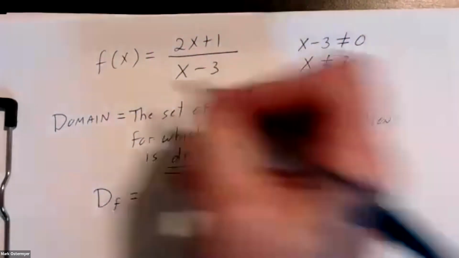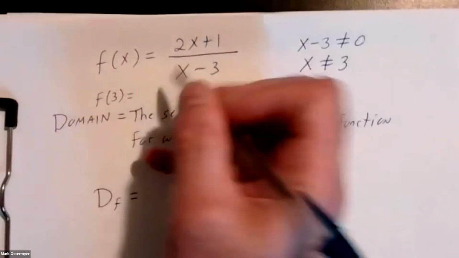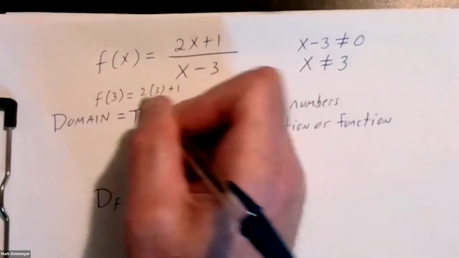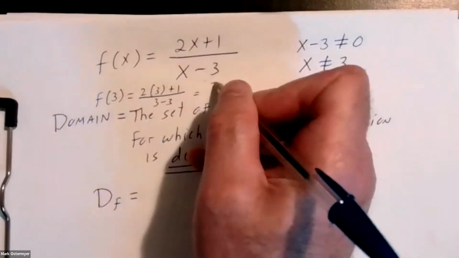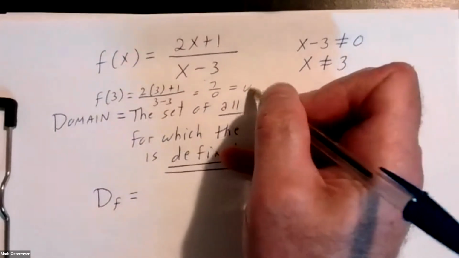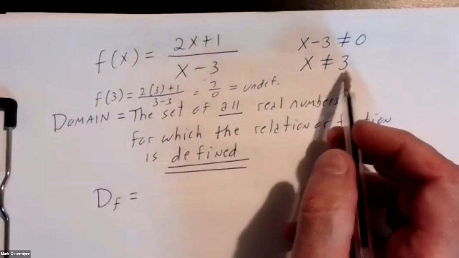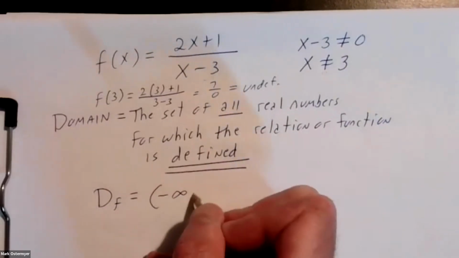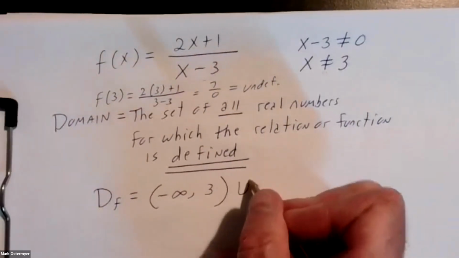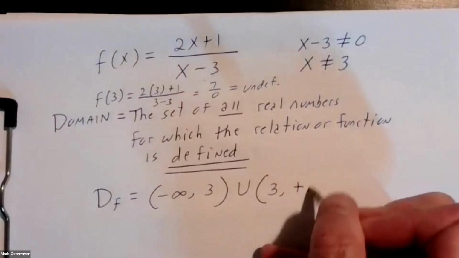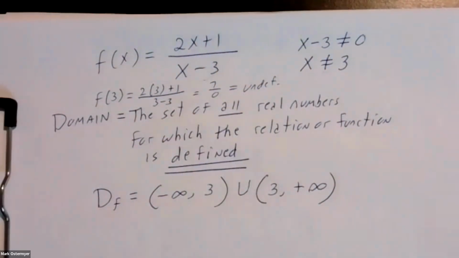3 cannot be in the domain of this rational function, because if it is, then this will be undefined at 3. Isn't that true? If you evaluate this function at 3, f of 3 is 2 times 3 plus 1 over 3 minus 3, and you'll have 7 over 0. 7 divided by 0 is what? Undefined. So the domain will be all real numbers except 3. From negative infinity up to 3, but don't include 3, in union with 3, not included, up to positive infinity. That is saying the set of all real numbers except 3. That would be the domain of that function.